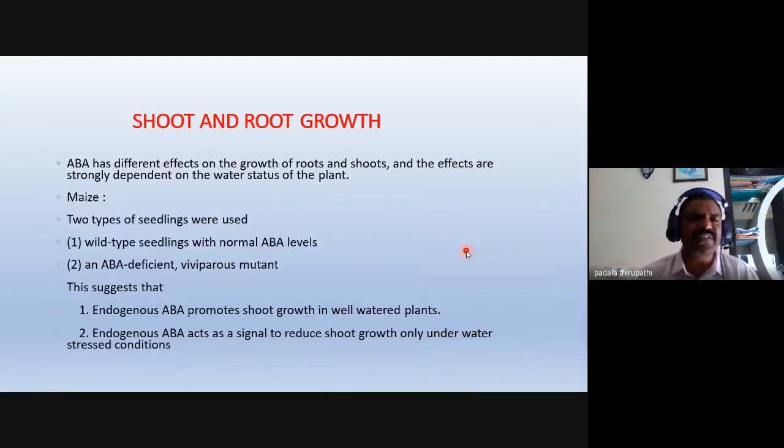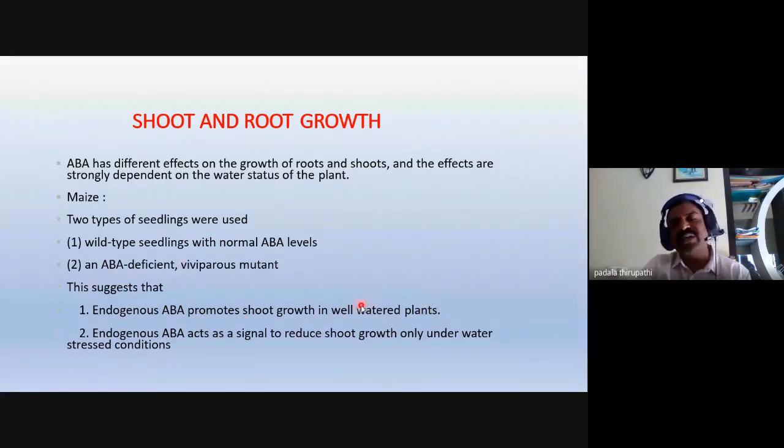The next important physiological function is shoot and root growth. ABA has different effects on the growth of root and shoot, and the effects strongly depend on the water status of the plant. In the experiment on maize, two types of seedlings were used: wild type seedlings with normal ABA levels, and an ABA-deficient viviparous mutant. This suggests that endogenous ABA promotes shoot growth in well-watered plants.